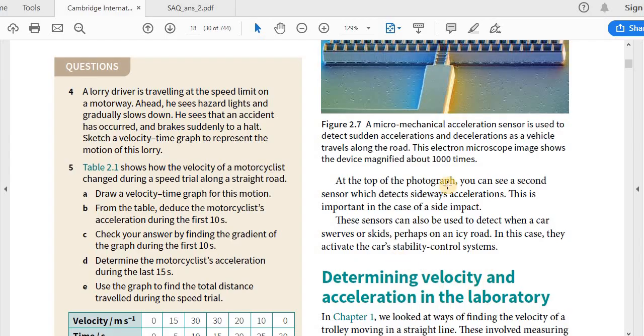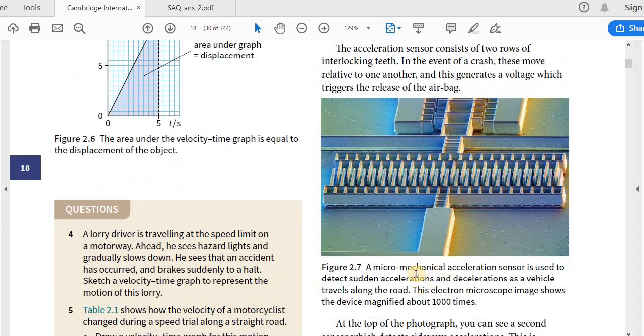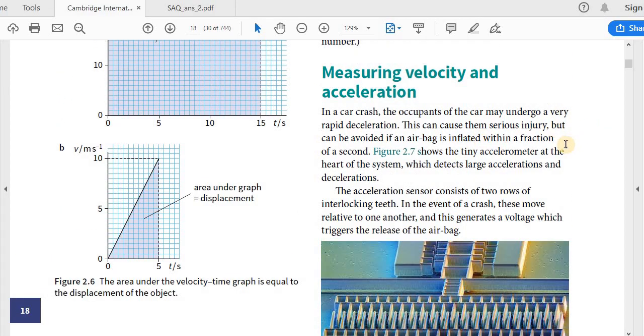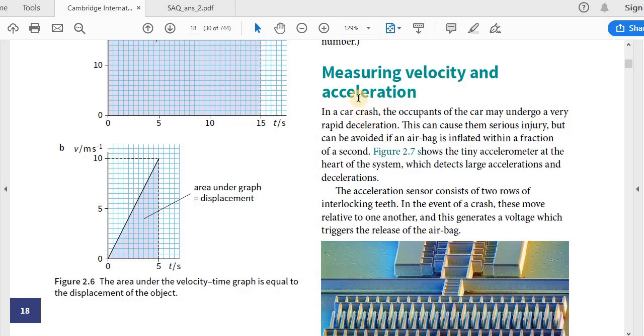Okay, determining velocity and acceleration in the lab, then measuring velocity and acceleration. Okay, we will see what this is. A micromechanical acceleration sensor is used to detect sudden accelerations and decelerations as a vehicle travels along the road. This electron microscope image shows the device magnified about 1000 times. So you know this is how the airbags work. The airbag is connected to these accelerometers. You call these accelerometers. You might have them in your phone also. Your phone can also have that accelerometer.